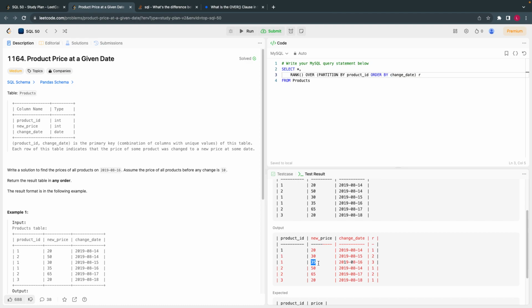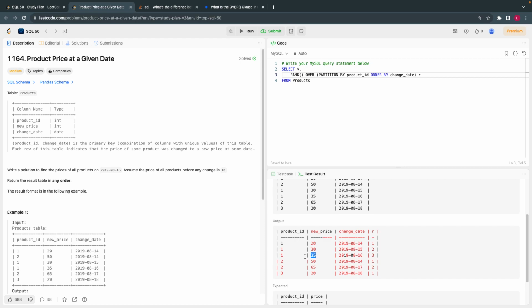But it is ranking for all the products, right? If you see here, for 2, it is ranking, and for 3, it is only 1. However, we need all of the information before where?